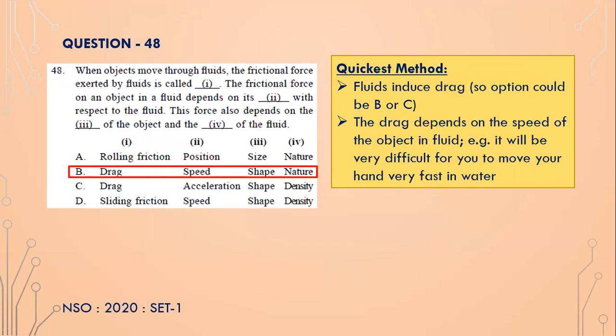When objects move through fluids, the frictional force exerted by fluids is called drag, isn't it? When you move your hand in the water, you find that frictional force, which is called drag. Or when swimmers swim, they have to streamline their bodies so that they can reduce the drag. The frictional force on an object in a fluid depends on its speed. If you move your hand slowly, you should be able to move it, but if you try to move your hand fast in water, it will be very difficult.